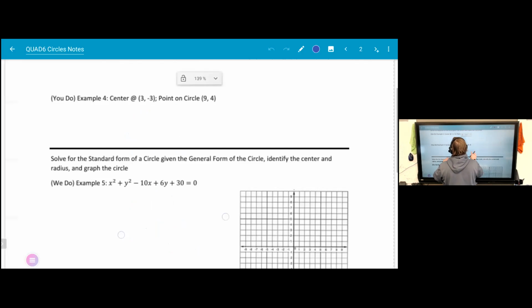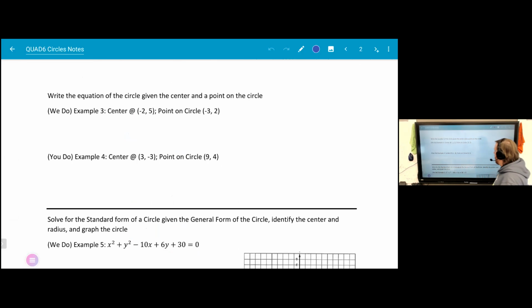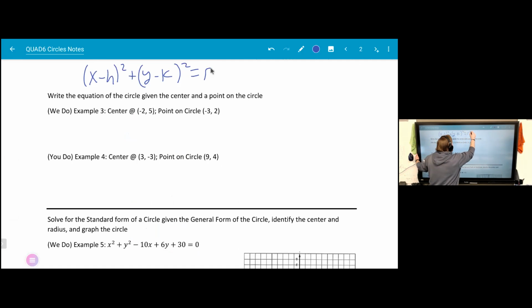Write the equation of the circle given the center and a point on the circle. Interesting. Remember our equation, x minus h squared plus y minus k squared equals r squared. Well, what do we have this time? And what do we need? Like I said before, we need to have both the center and the radius. We have one but not the other, but we have the ability to do this. Write the equation of the circle given the center and a point on the circle. Well, we know the center, we still call this h and k. And what did I call the point on the circle? Just a generic x and y.